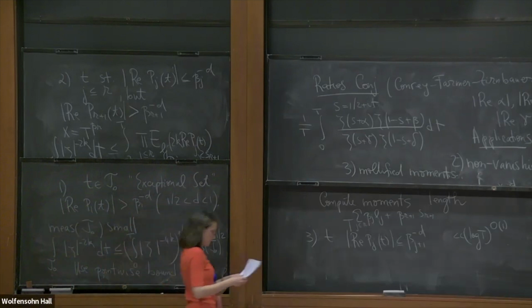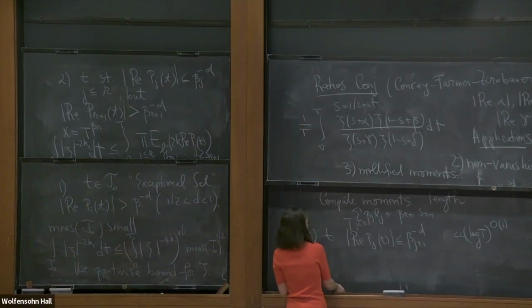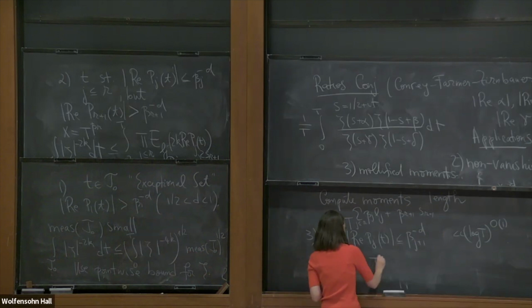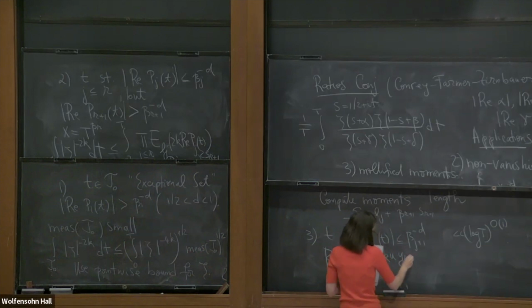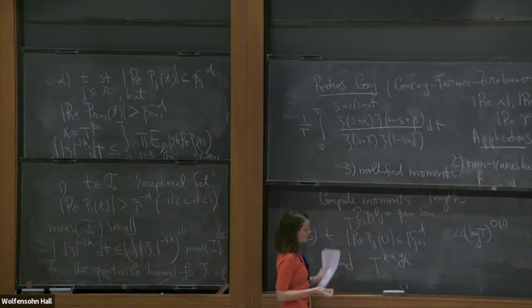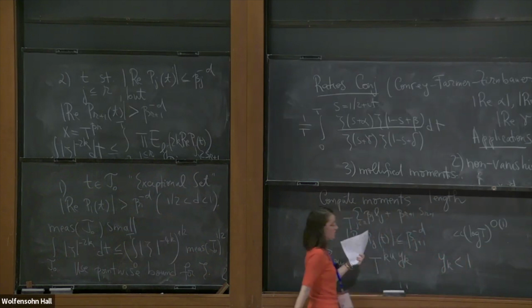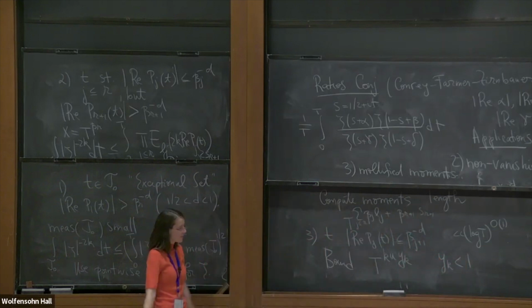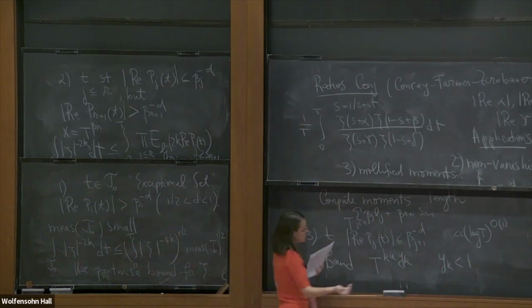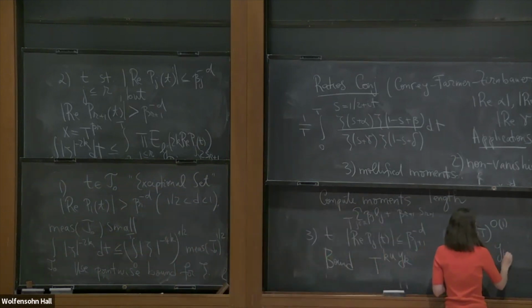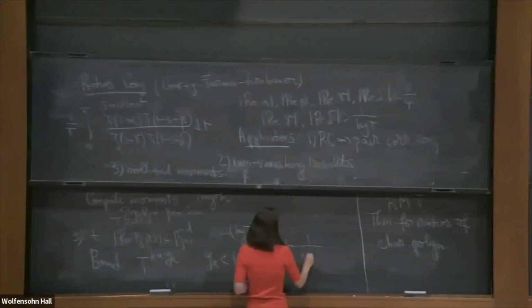So we will end up with an upper bound of the form T to the KU times some Y_K. This is a constant which is less than 1. It depends on K, and it gets worse with K. So for example, it's not exactly that, but you can think of it as being roughly 1 over 1 minus 6KU.